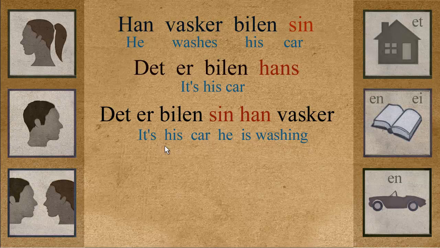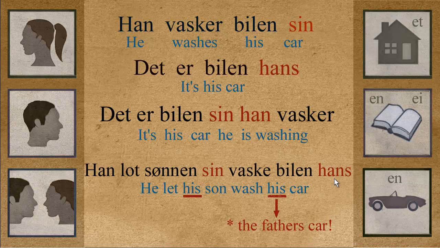I really like this one, because if you are just starting to learn Norwegian and you see a sentence like this, you're like, what the heck is this? Sin han. But you can see that it's just the way the sentence is constructed. Now, hopefully you understand a little bit more about sin, hans, and hennes. You can see that, yeah, that makes perfect sense. It's his car he's washing.